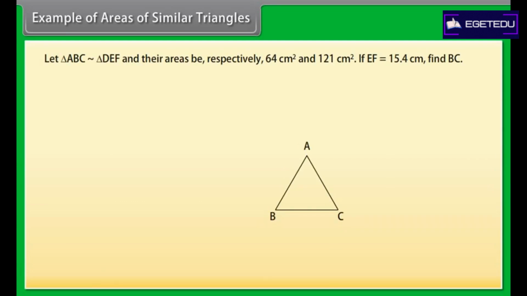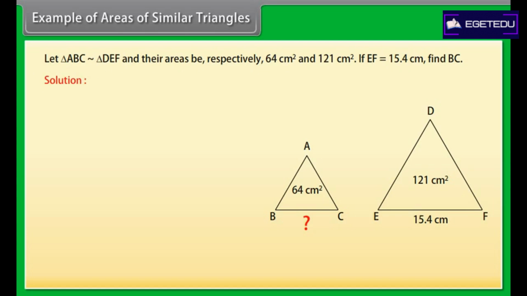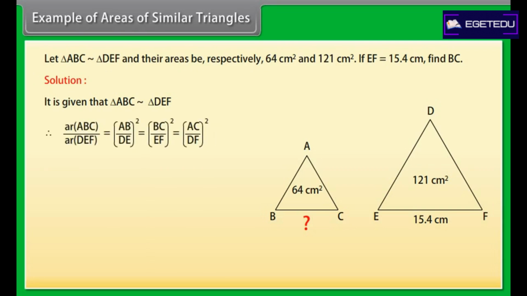Example of areas of similar triangles. Let triangle ABC be similar to triangle DEF and their areas be respectively 64 centimeters square and 121 centimeters square. If EF is 15.4 centimeter, find BC. Solution. It is given that triangle ABC is similar to triangle DEF. Therefore, area of triangle ABC upon area of triangle DEF equals AB upon DE whole square equals BC upon EF whole square equals AC upon DF whole square.